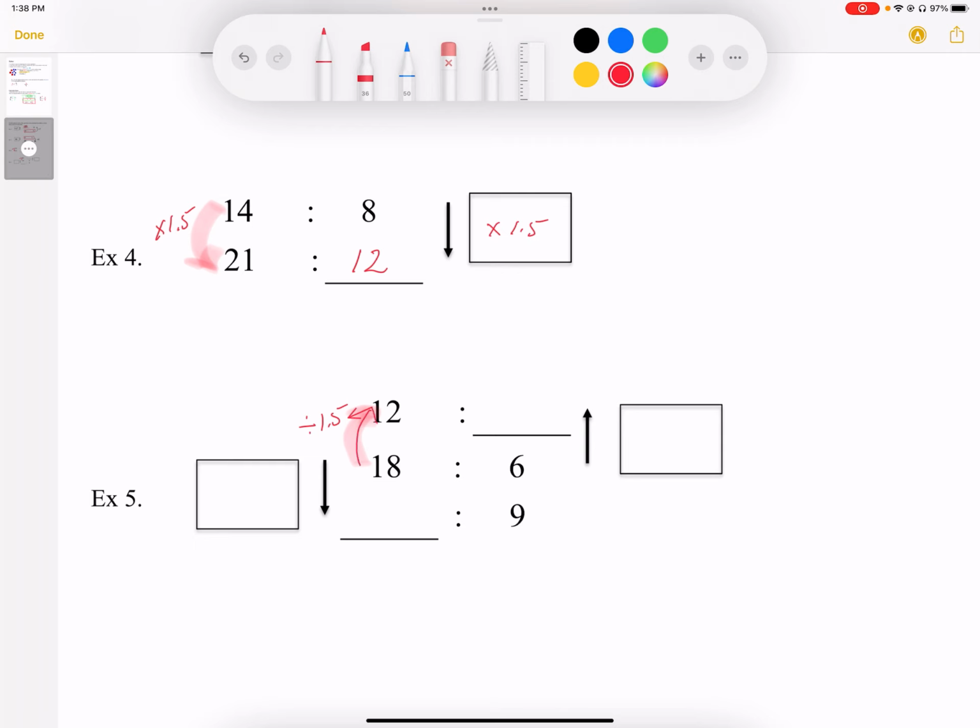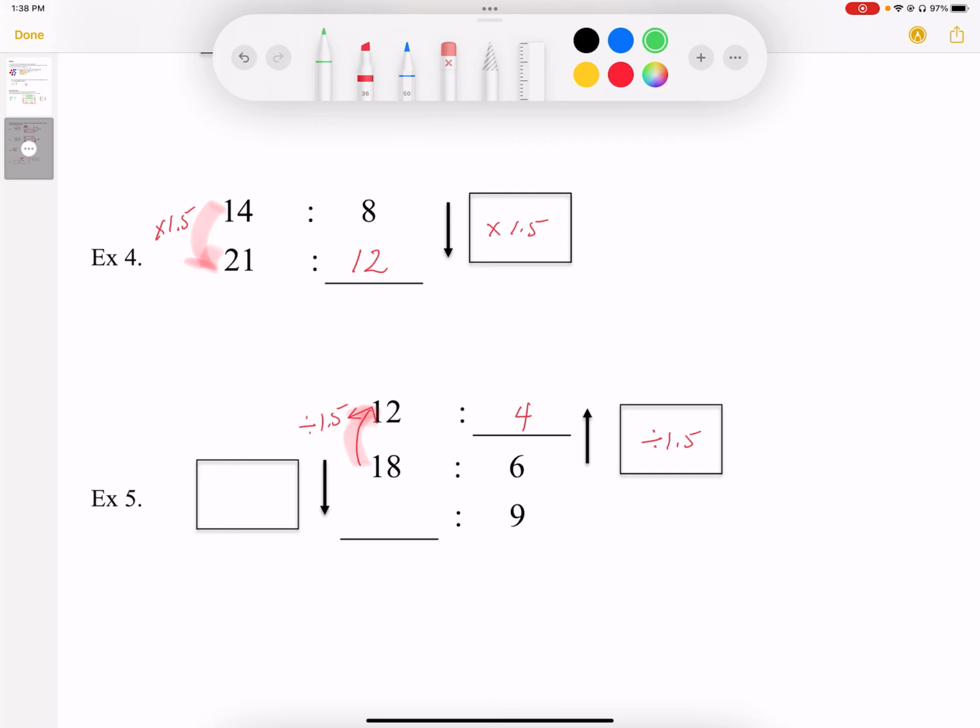going up, I need to divide. So I'm going to divide by 1.5 here. 6 divided by 1.5 is 4. So comparing 18 things to 6 is the same as comparing 12 to 4.